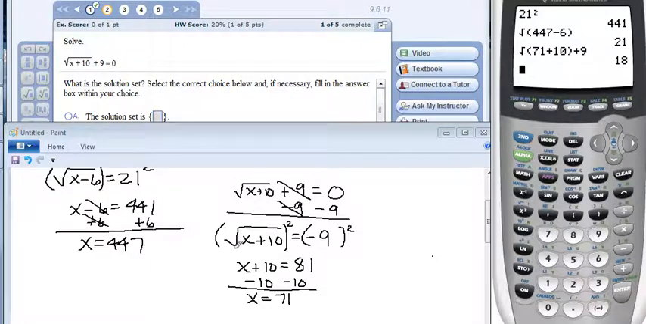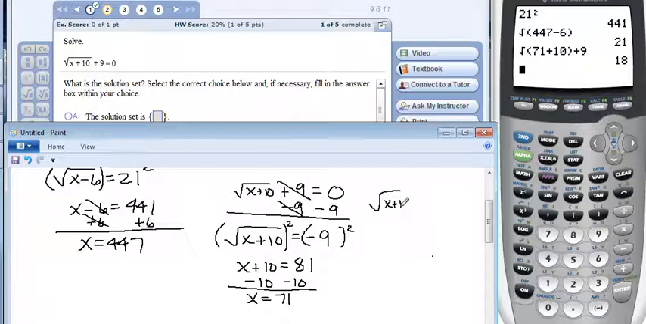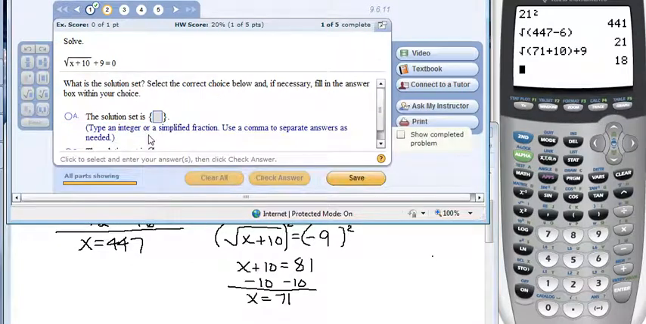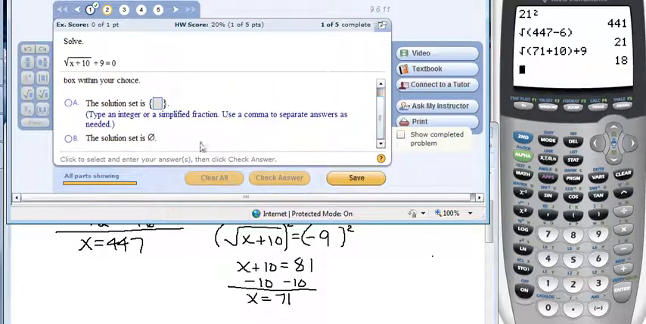Well, way back up in here, when I had the square root of x plus 10 is equal to negative 9, I could see right there that nothing that I could put in here can ever make a negative number. Okay, so there is no answer to this one. So you can kind of see what I'm talking about when it produces these extraneous roots. They don't work. So you really have to check every single answer. Okay, so here, this is the symbol for the empty set, meaning there is no solution.